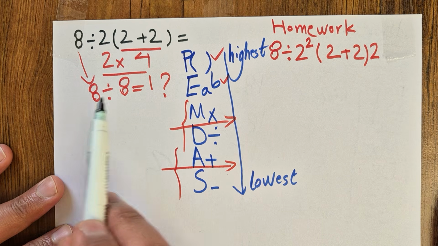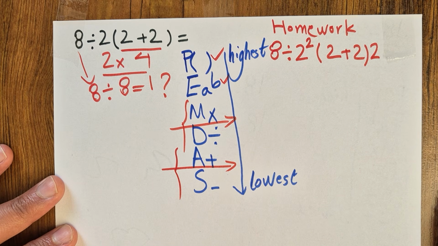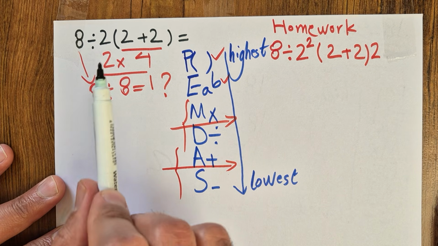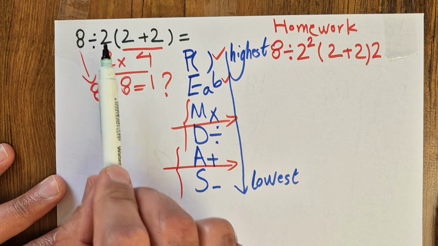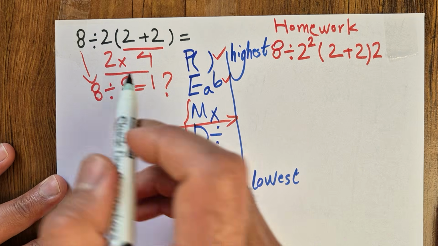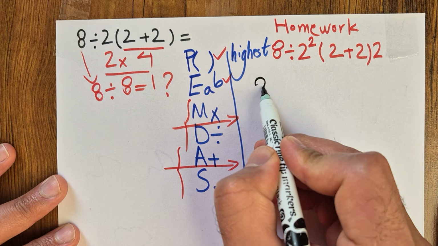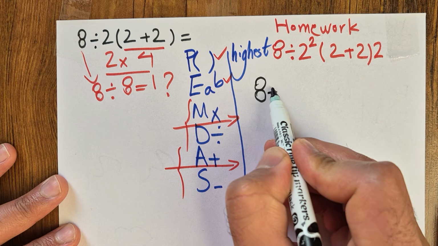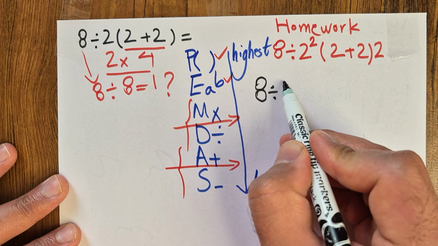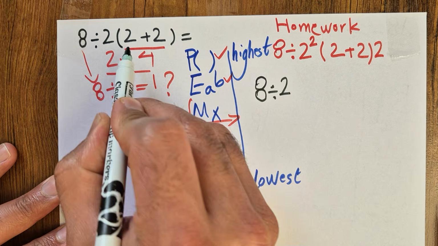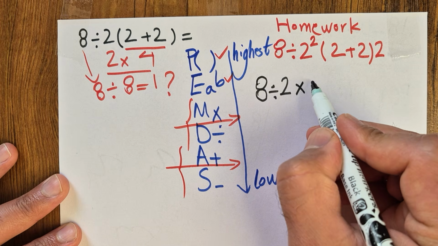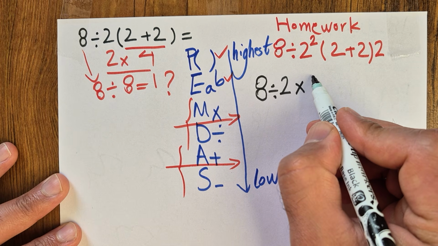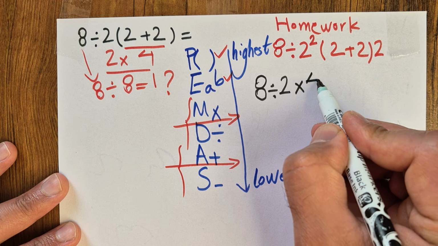So, that being said, let's revisit our original problem. Ask yourself, do we have parentheses in the original expression? Yes, we do. So we must do what's inside the parentheses. Let's write down everything: 8 divided by 2, and what's inside the parentheses? 2 plus 2 gives us 4. You can remove the parentheses and write it as multiplication.